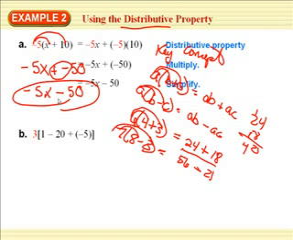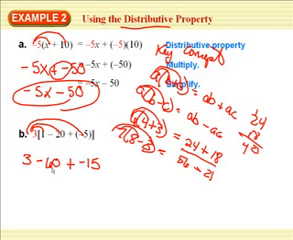Okay, so this one right here, now this problem has 3 terms inside of it. So we're going to distribute that 3 in there. We're going to go 3 times 1, 3 times 20, 3 times negative 5. So 3 times 1 is 3. We put the minus. 3 times 20 is 60. Then we put the plus. 3 times negative 5 is negative 15.